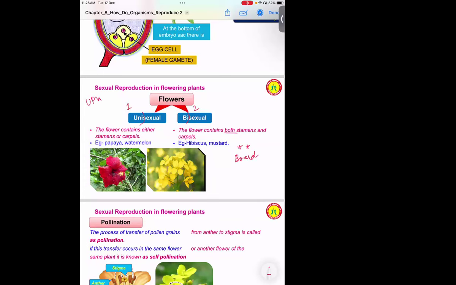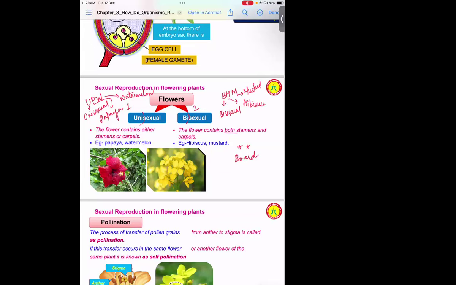The shortcut to learn this is UPW and to learn this is BHM. Here, the U stands for the unisexual, P stands for the papaya, and W stands for the watermelon. So if you learn this word UPW, easily you can write the two examples of unisexual flowers. Same way here, B stands for the bisexual, H stands for the hibiscus, and the M stands for the mustard. So BHM. So these are the shortcuts for your exam. Learn this, children, thoroughly. UPW, BHM. So say with me, UPW, BHM.